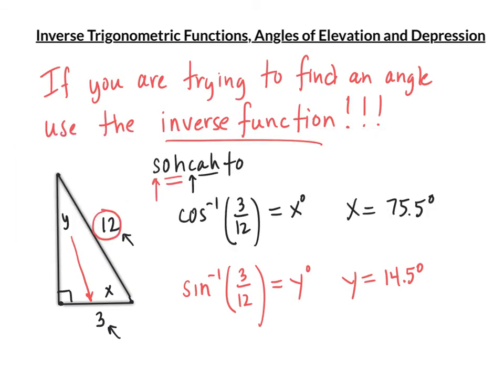Let's point out, too, that we really didn't need to do this to find that angle, because I know that the x plus the y plus the 90 equals 180. I could have gone 180 minus 75.5, and that would have been 14.5.